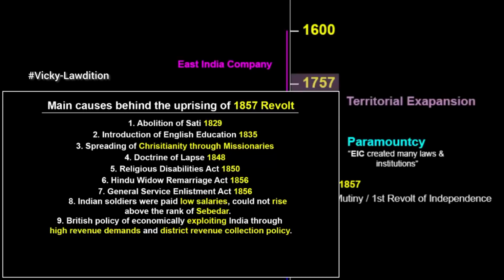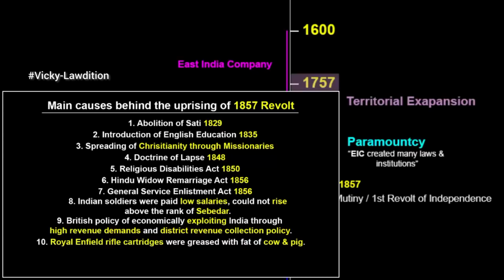This hurt all sections of the society. Peasants suffered due to high revenue demands and district revenue collection policy. And finally, on 26th February 1857, the 19th Bengal Native Infantry Regiment showed resentment over the new Enfield rifles.